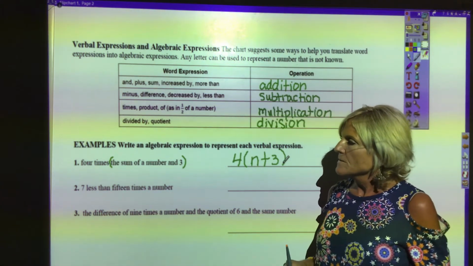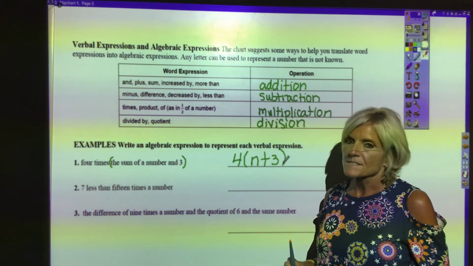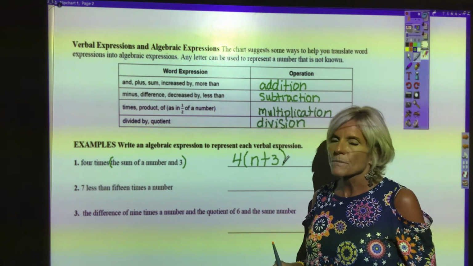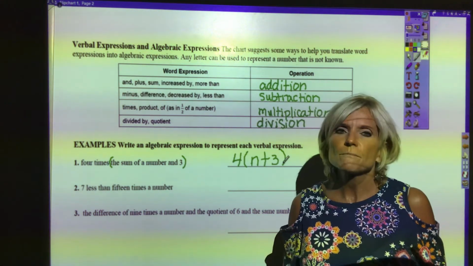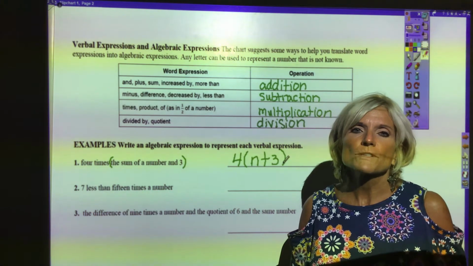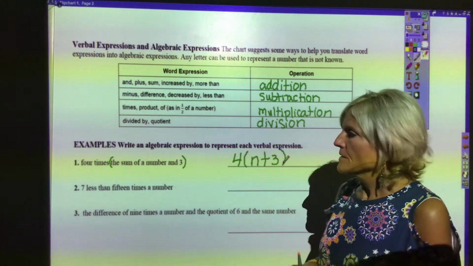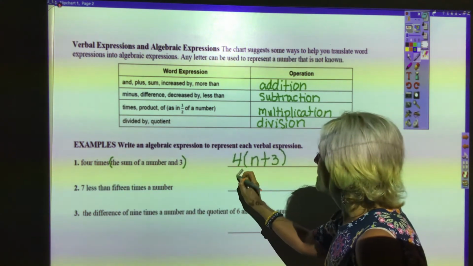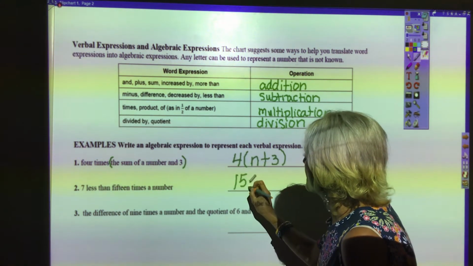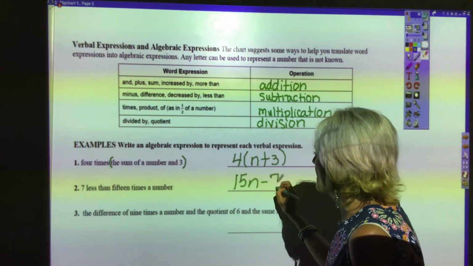For number 2, 7 less than 15 times a number, you might want to write 7 minus 15n, but we're taking away 7 from 15n. So number 2 is actually 15n minus 7.